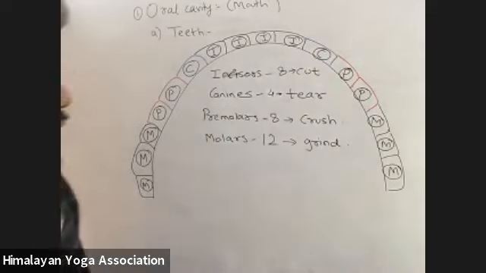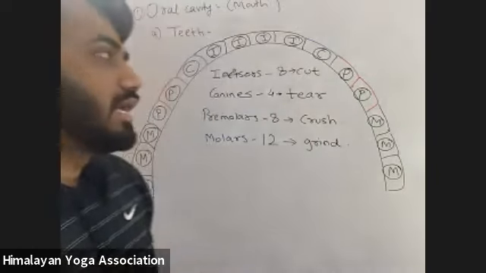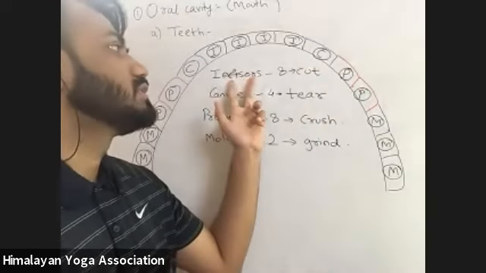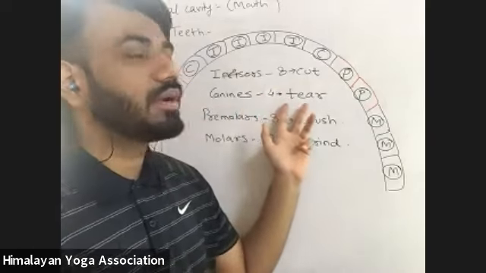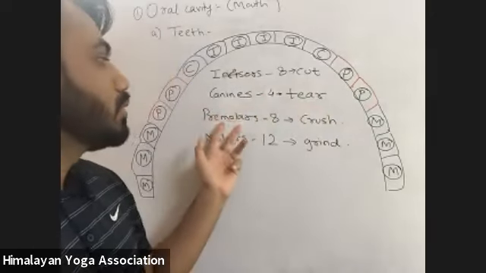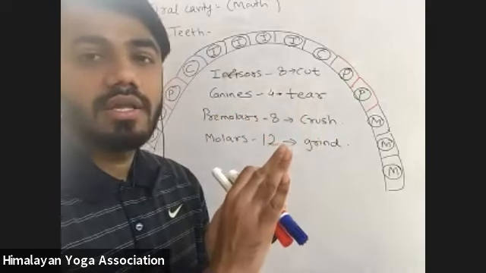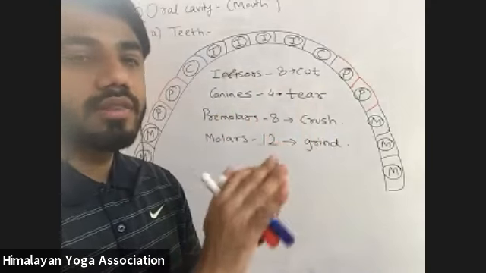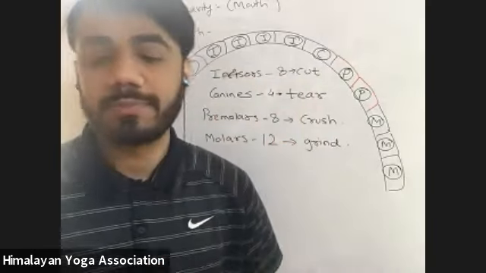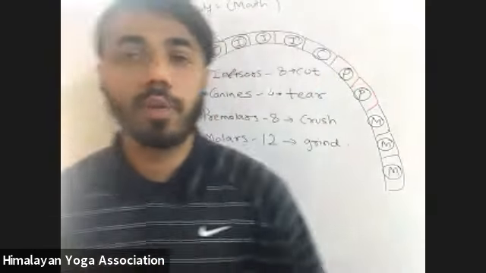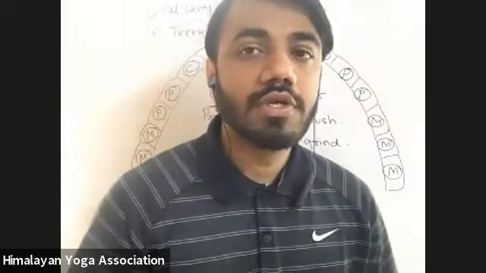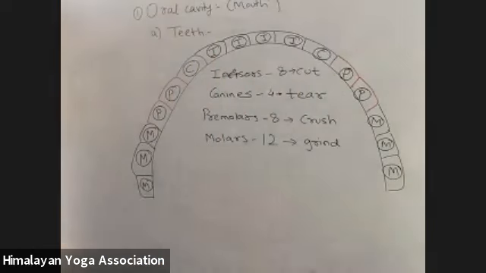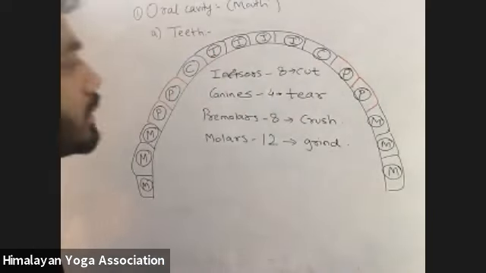So the sets of teeth which help to digest the food mechanically have different roles. The incisor teeth are here to cut the food. The canine teeth are to tear the food. The premolars are to crush, and the molars are to grind the food. So all this happens in our oral cavity under the mechanical digestion process. Here we have seen the oral cavity, and today we discussed the teeth.